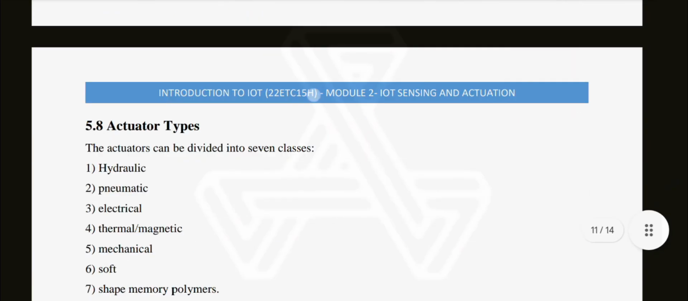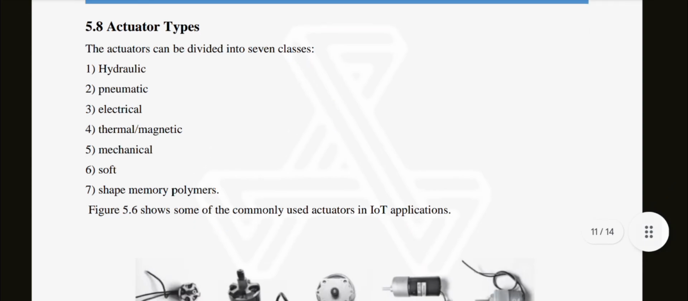Actuator types. Actuators can be divided into 7 classes: hydraulic, pneumatic, electrical, thermal or magnetic, mechanical, soft, and shape memory polymers. Here are some of the commonly used actuators in IoT applications.